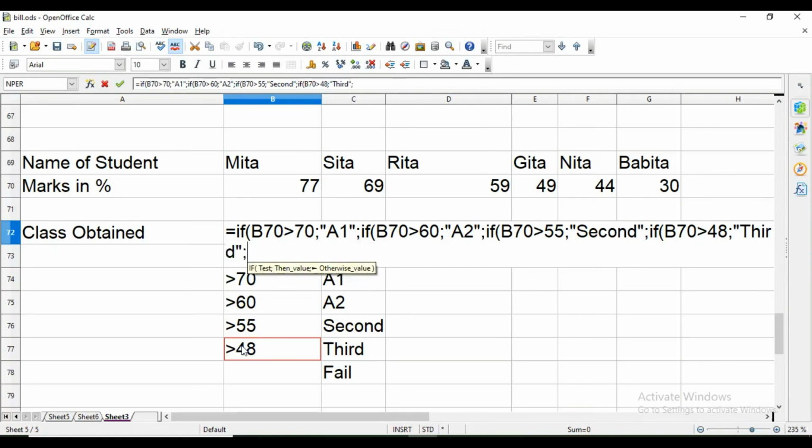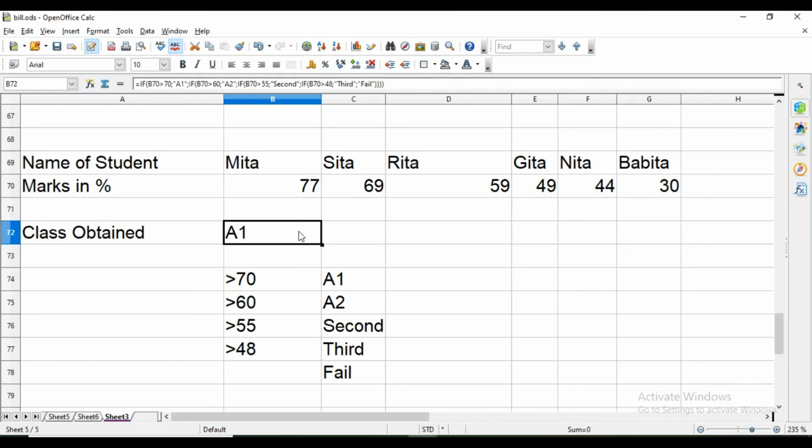Close the inverted commas, then semicolon. Now the last one is remaining. Now we are not going to extend this IF, and we are going to use the last result directly, that is fail. That means if the marks are still greater than 48, then third will be given, or else the last one is fail. For the last condition we are not supposed to write another IF, directly we type the last result. Now count how many parentheses we have opened. This is 1, 2, 3, 4. So 4 times we have to close it, and press enter.